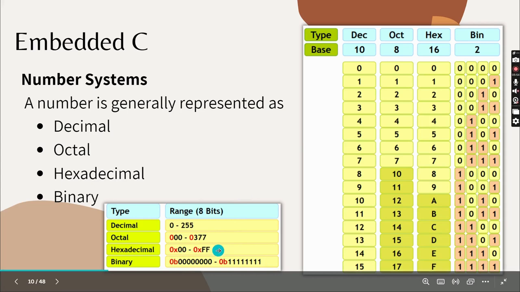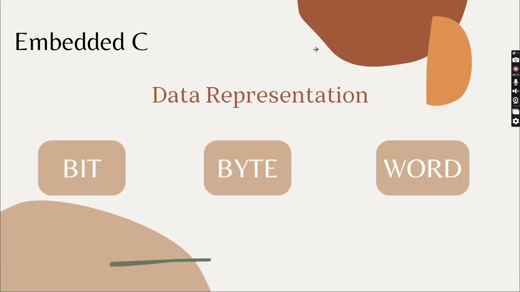Like when you see here 0xff, and when we expand it, F stands for 1, 1, 1, 1, and the further F is again 1, 1, 1, 1. When you see here, we convert the hexadecimal into a binary number, so they go 1 1 1 1 and 1 1 1 1. Let me move further. Yeah, these are data representations, like how we represent our data.